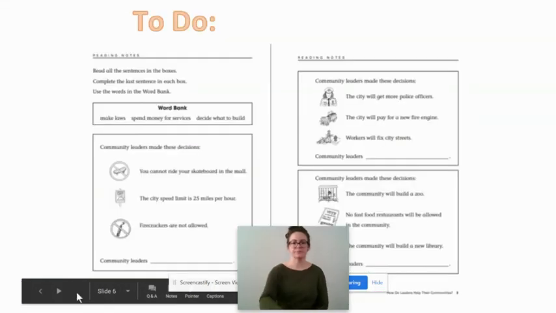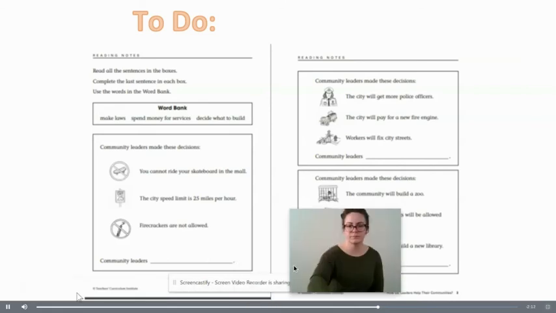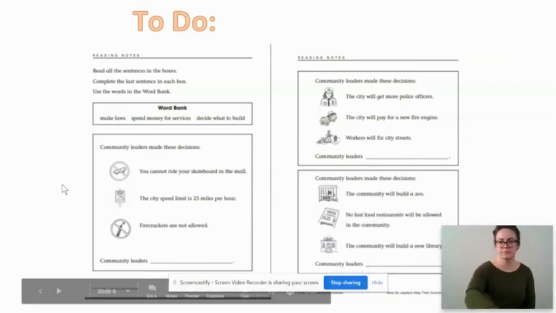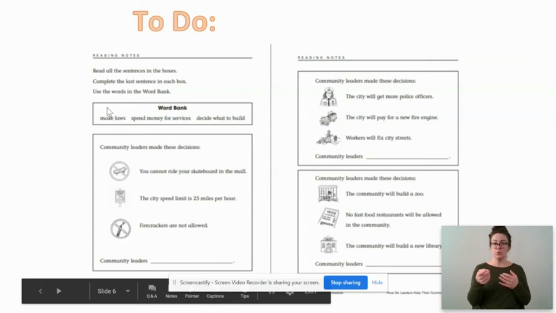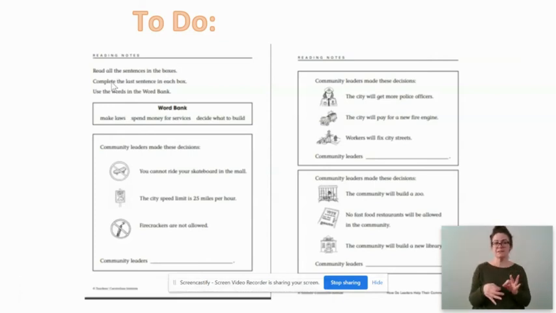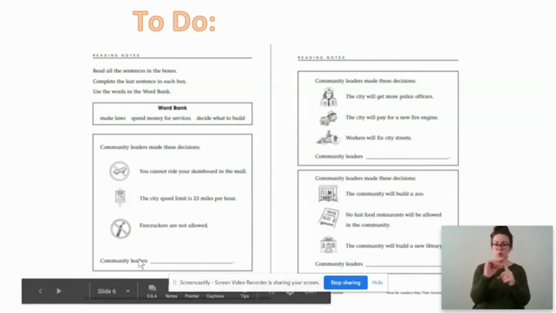So the next thing I'm going to have you do is you need to put these ideas together. So read all the sentences in the boxes, complete the last sentence in each box. You're going to use the words from the word bank to finish the sentences.